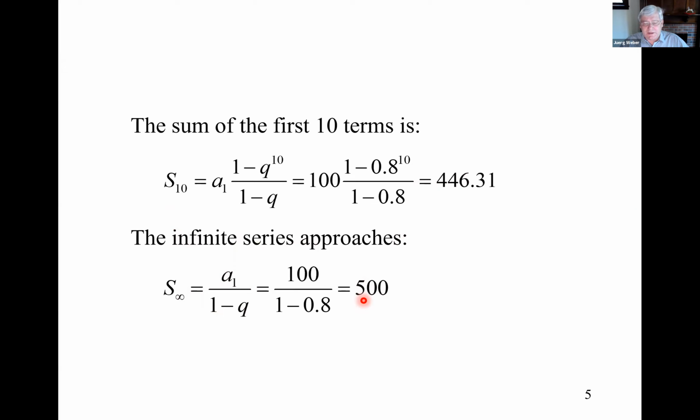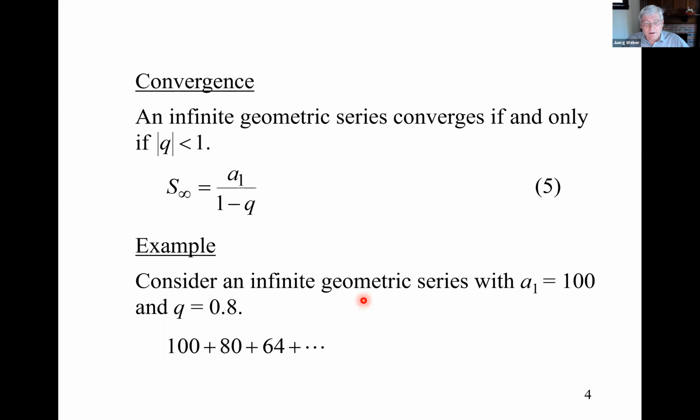Students sometimes are a bit astonished by this. You see, we have here an infinite number of items, but still the sum is actually finite. The series is said to converge.